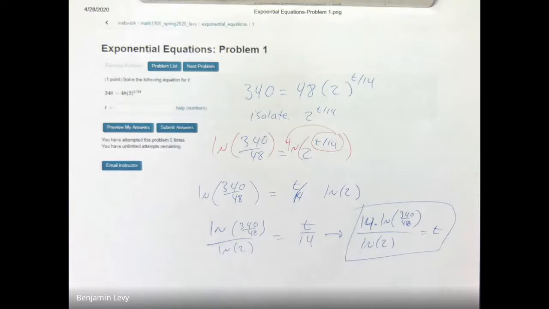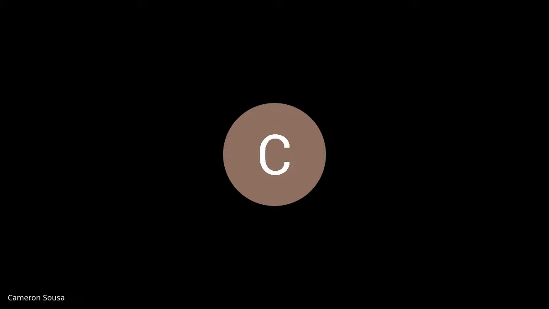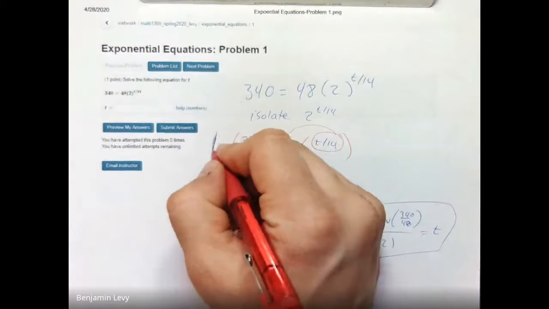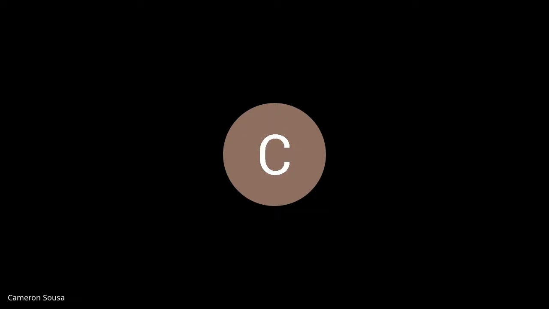Sorry, go ahead. You get 4n on a second step? Or is it ln? I'm taking the natural log of both sides. It's ln. Oh, okay. Gotcha.